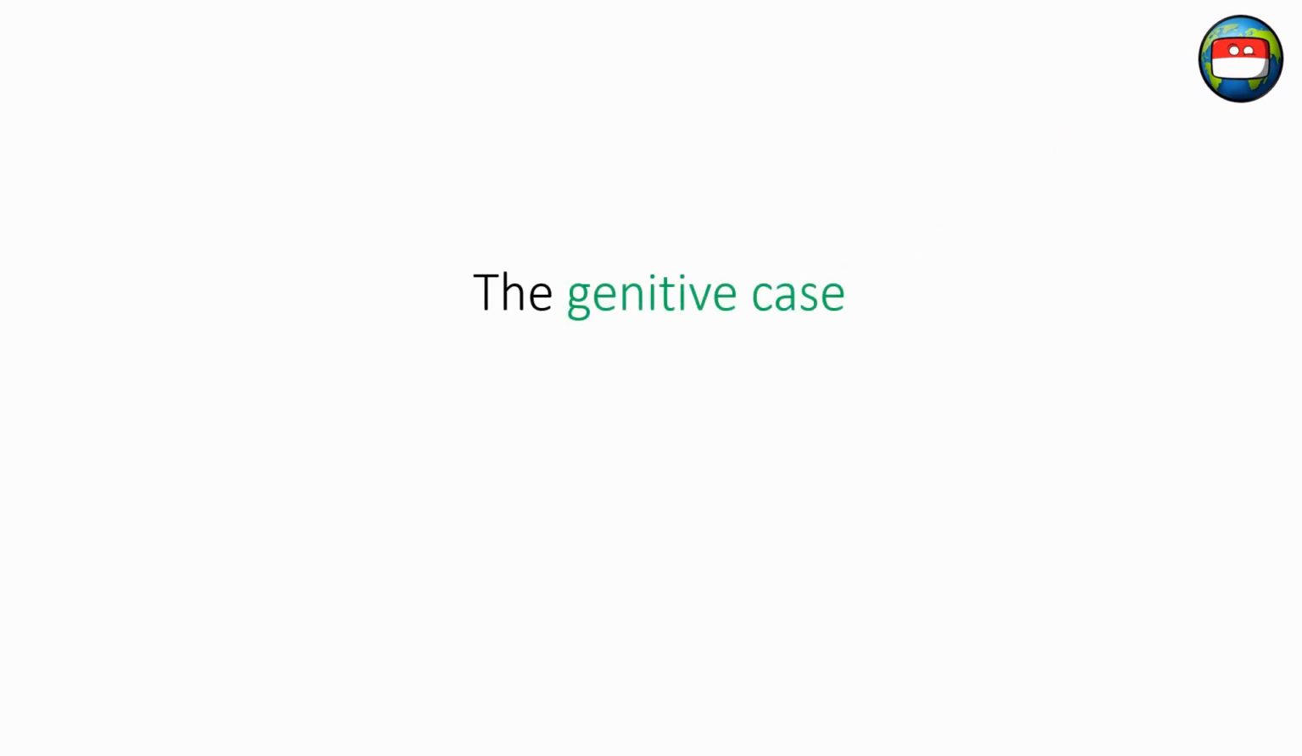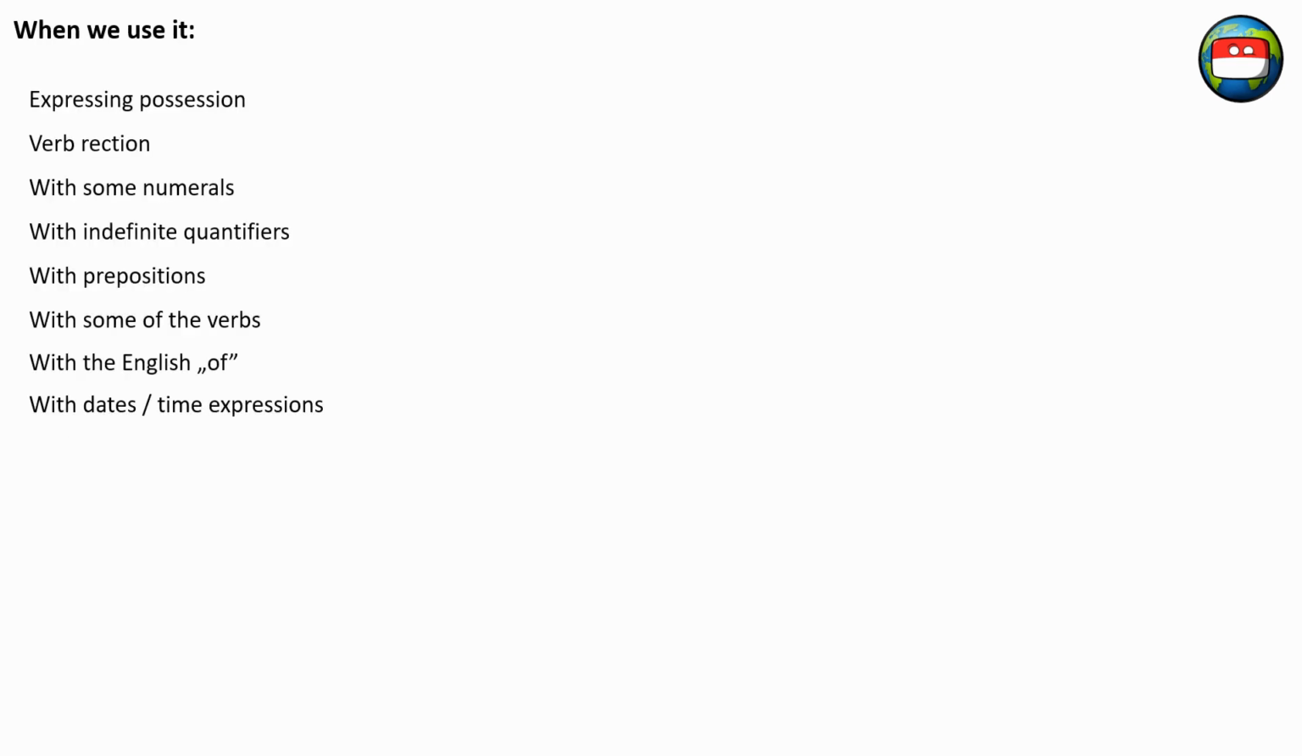In this video you will learn about the genitive case, which in Polish is called dopełniacz. It answers the questions kogo, czego. This is a case that is used very often in Polish. That's why you should take some time to learn when and how to use it. So let's start with the situations in which it is necessary.